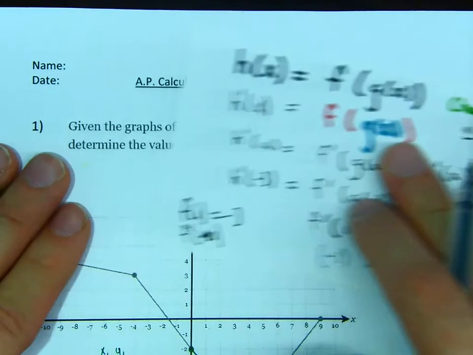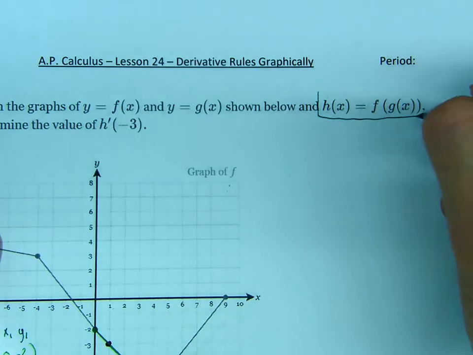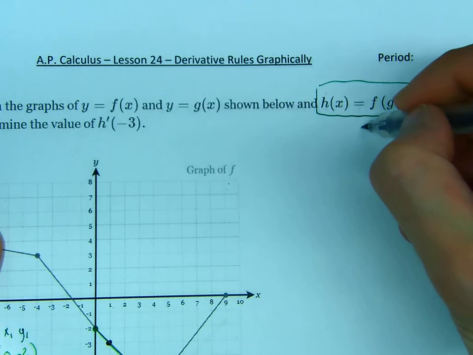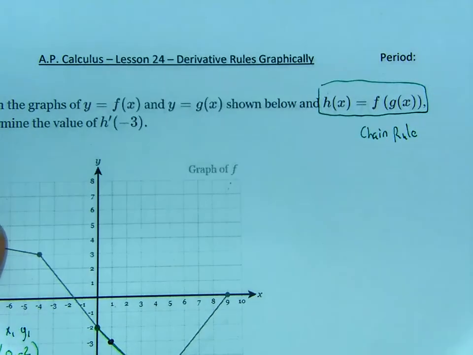Notice for this question, what was it asking you to do? You had to take the derivative of this function, and notice which derivative rule did we use? We used the chain rule.